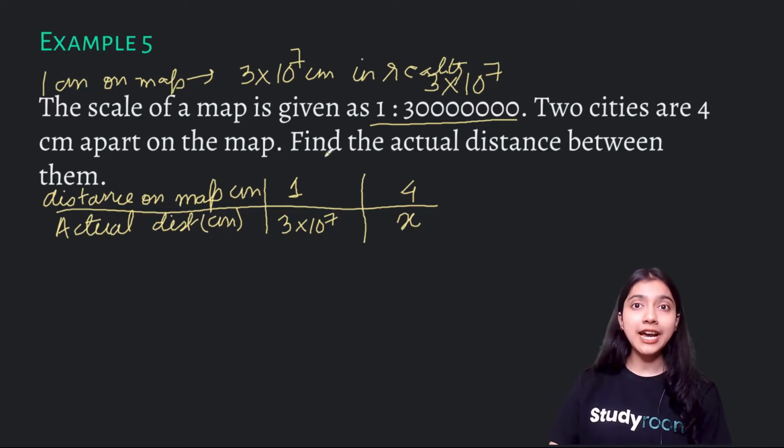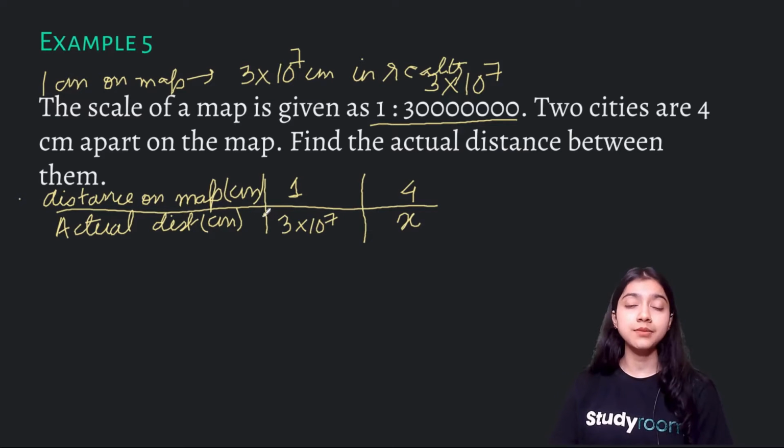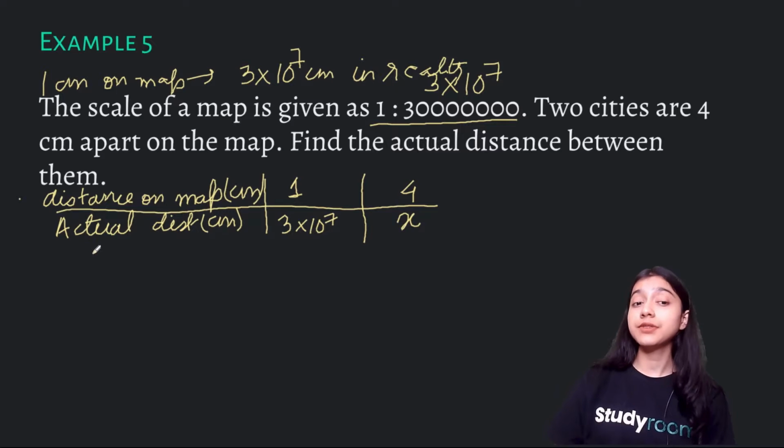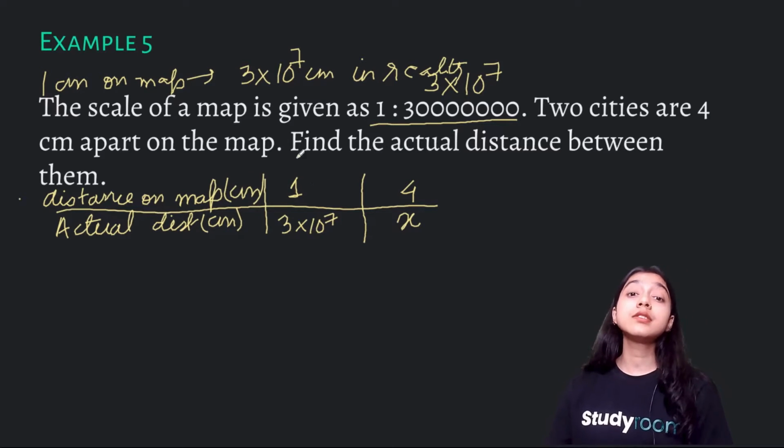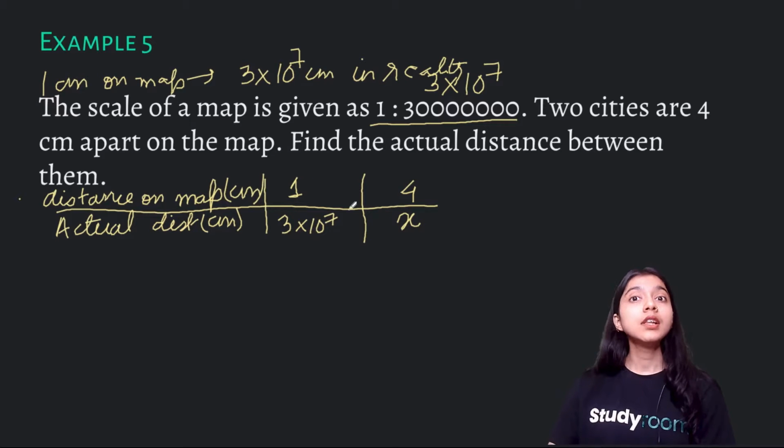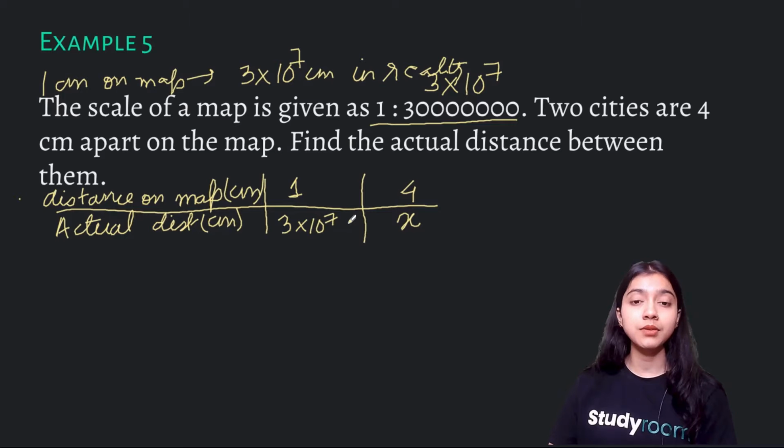So this is the problem of direct proportion. So we write distance on the map in centimeter as the first variable. Let's say this is x, or we can just simply write the distance on the map in centimeters. And the second variable that we have over here is the actual distance in centimeter. So when the distance on the map is 1 centimeter, the actual distance between them is 3 multiplied by 10 to the power 7 centimeters.